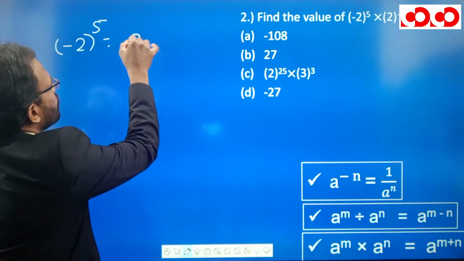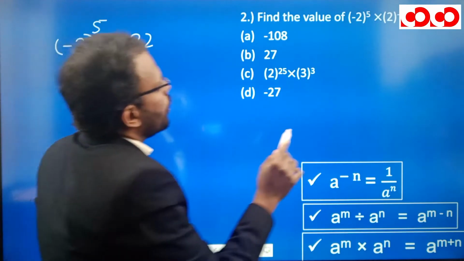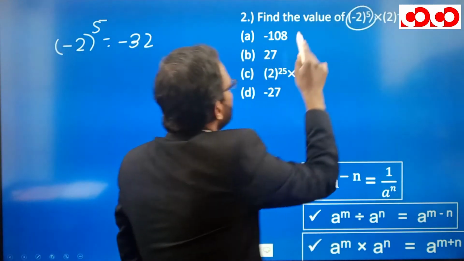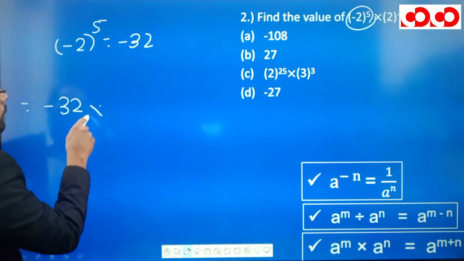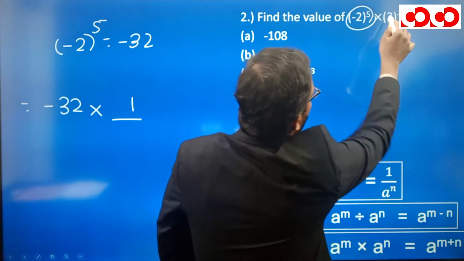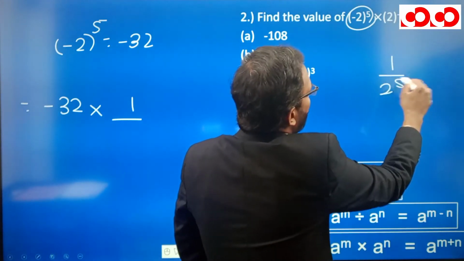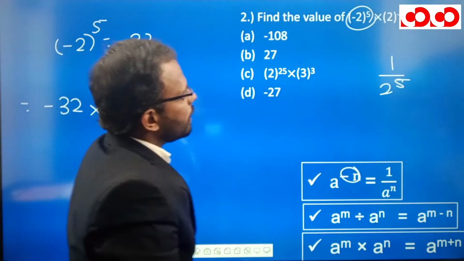It is 32, right? Minus of 32, because minus to the power of an odd number will give you minus 32. So this number can be written as minus 32 multiplied by 1 by, see, if there is a negative power, it will go down. So this number can be written as 1 by 2 to the power 5, and 2 to the power 5 is nothing but 32. Multiplied by the next number, which is 3 cubed.